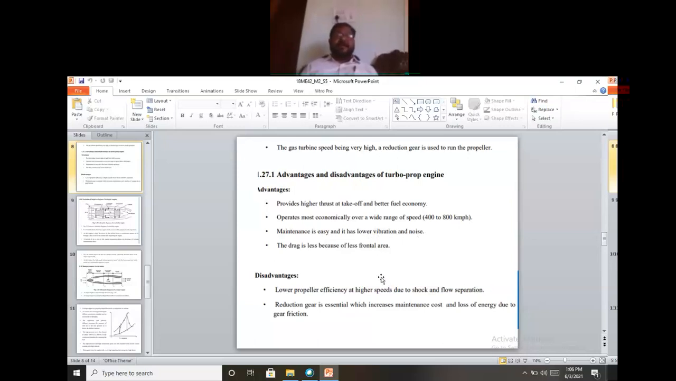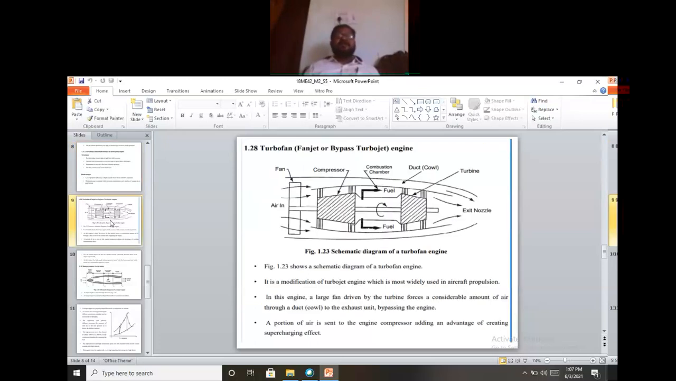Along with the advantages, there are some limitations in this engine also. Lower propeller efficiency at higher speed due to shock and flow separation. Reduction gear is essential, which increases the maintenance cost. There is also loss of energy due to gear friction. These are some of the limitations.